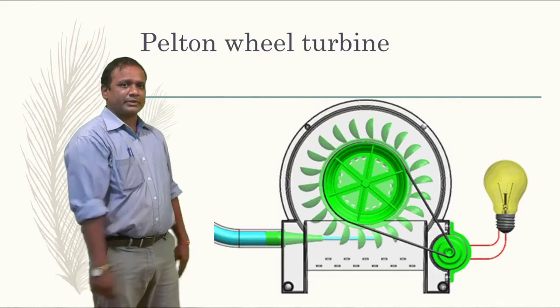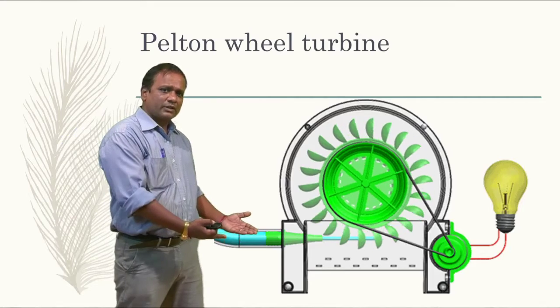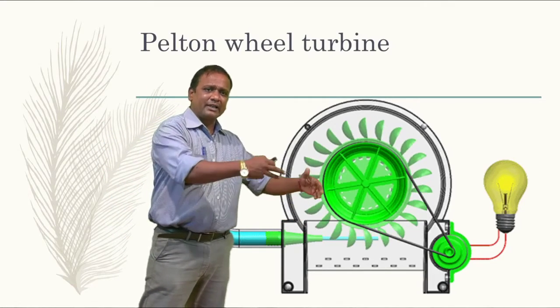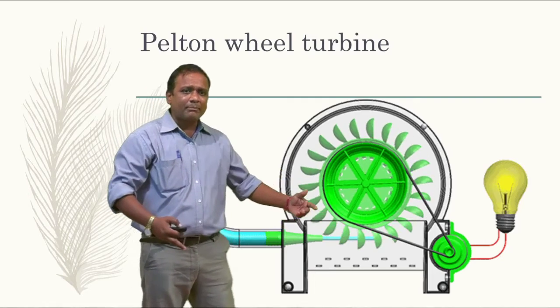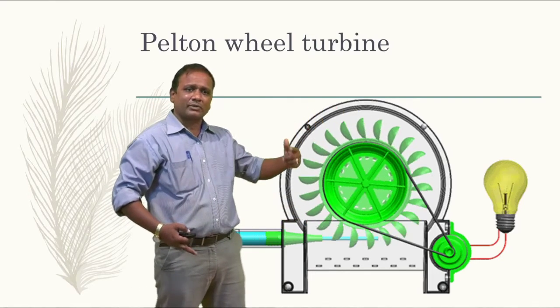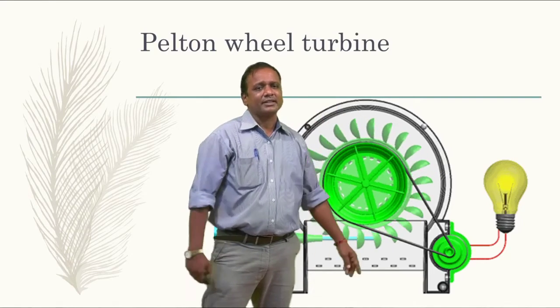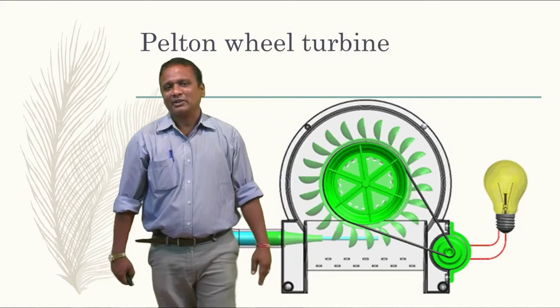You can see the animation here. The water flows through the penstock. At this part, the velocity increases and kinetic energy is developed, which impinges on the bucket. The bucket starts to run and is coupled to a generator. The generator produces electricity. This is how the Pelton wheel turbine works.